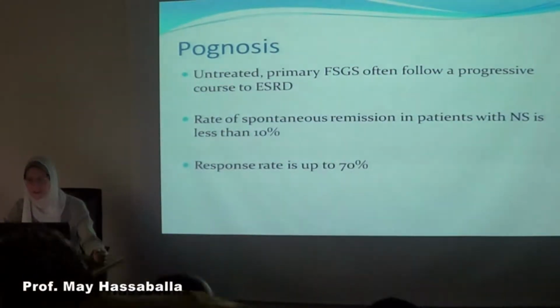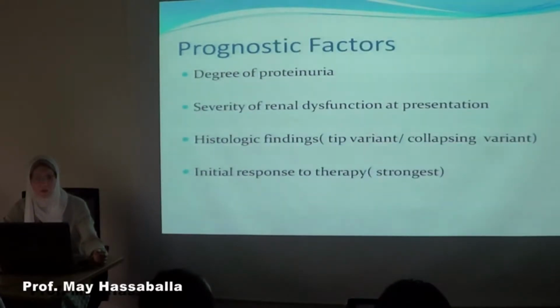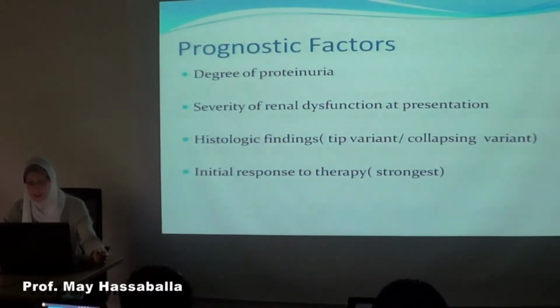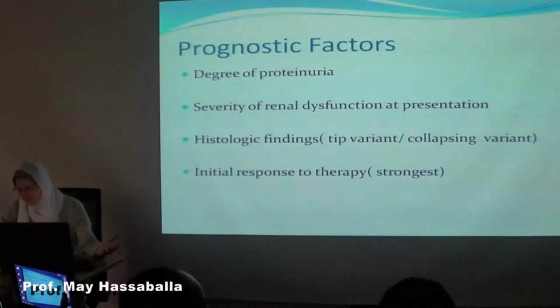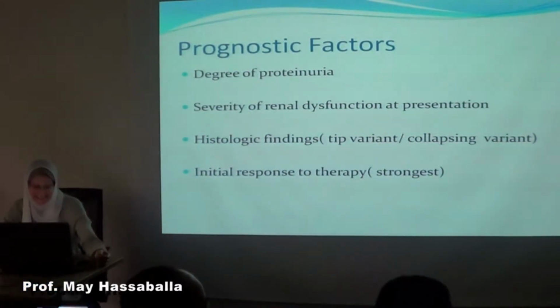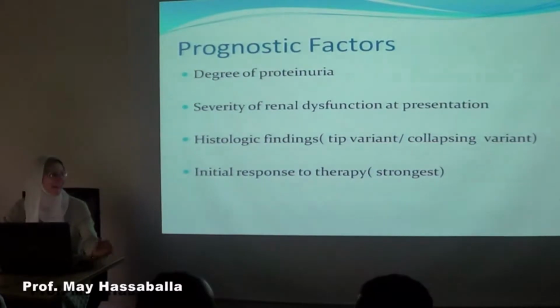And the rate of spontaneous remission in patients with nephrotic syndrome is less than 10%, whereas the response rate to treatment is up to 70%. So the prognostic factors will include the degree of proteinuria, the severity of renal dysfunction at presentation, and histologic findings. Well, initial response to therapy is the strongest predictive factor, irrespective of the pathology.